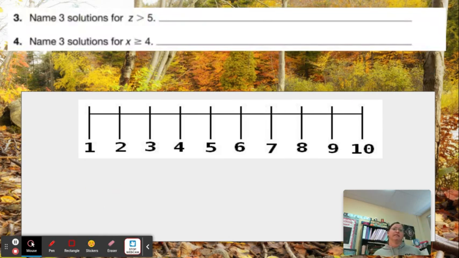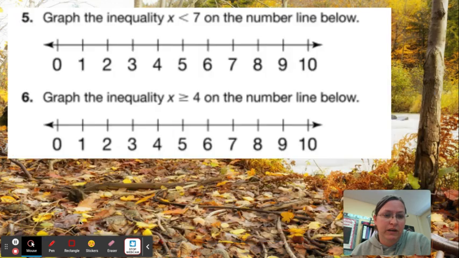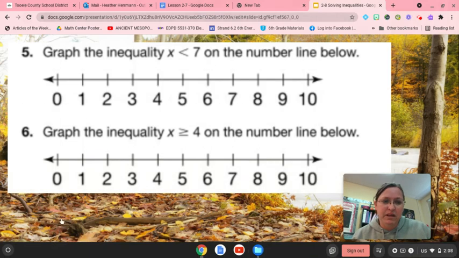Now we're going to discuss this. It says name 3 solutions for z is greater than 5. So the first thing I'm going to do is, just a minute.